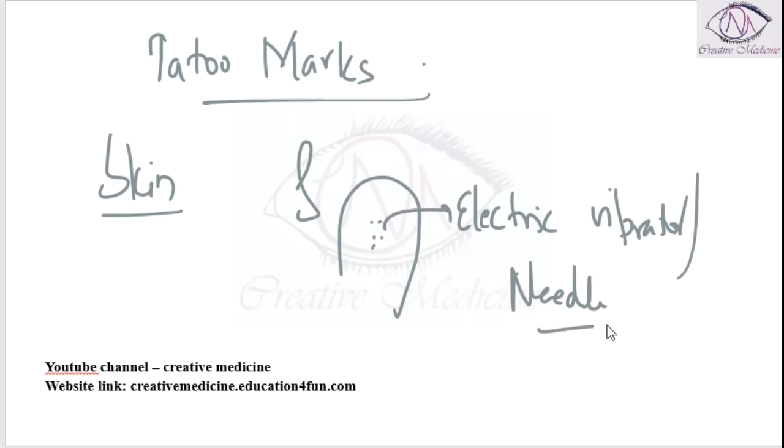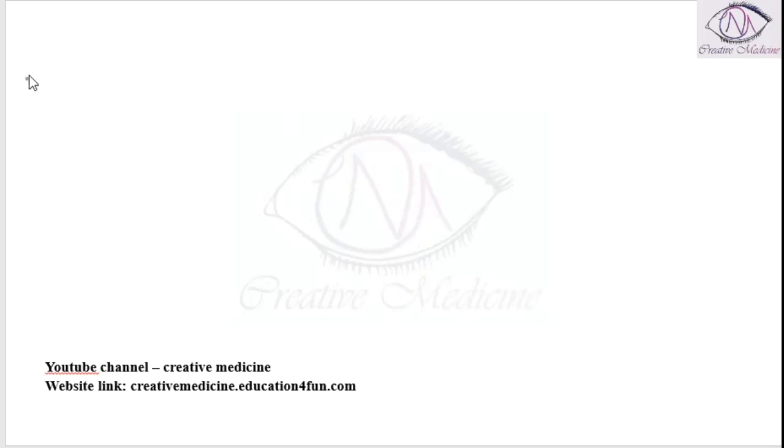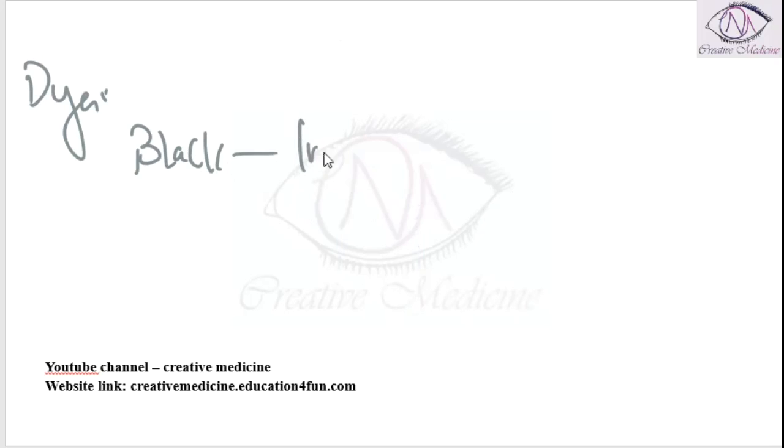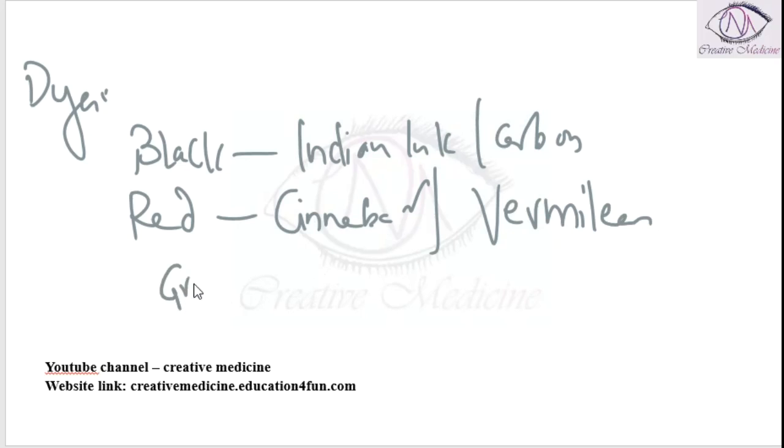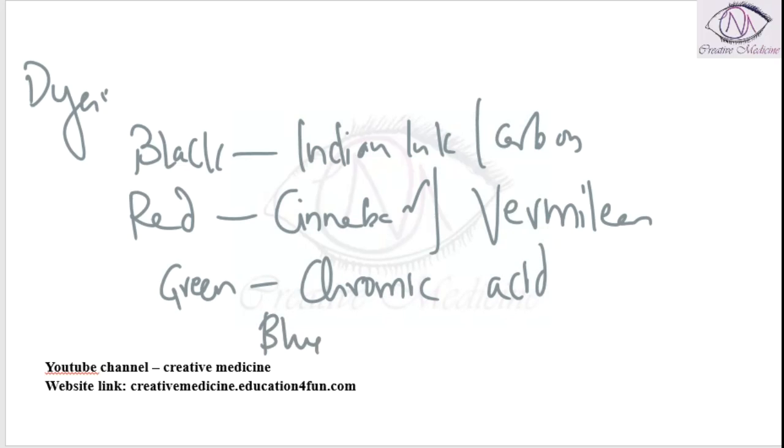The dyes used in tattoos include: for black color, Indian ink and carbon dye is used. For red color, cinnabar and vermilion color dye is used. For green color, chromic acid dye is used. For blue color, indigo, cobalt and Prussian blue dye is used.